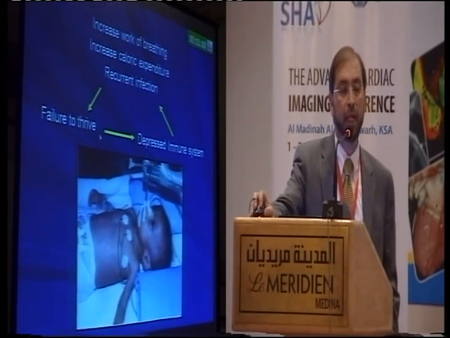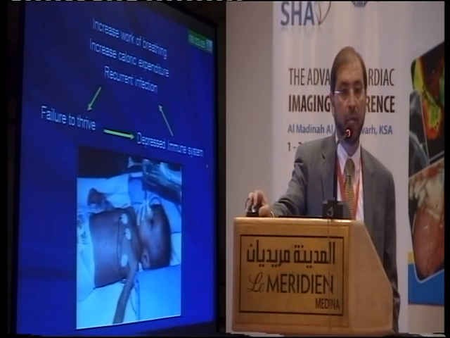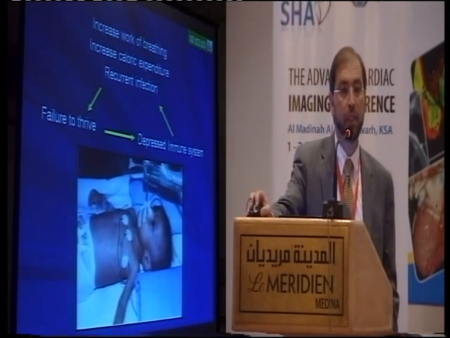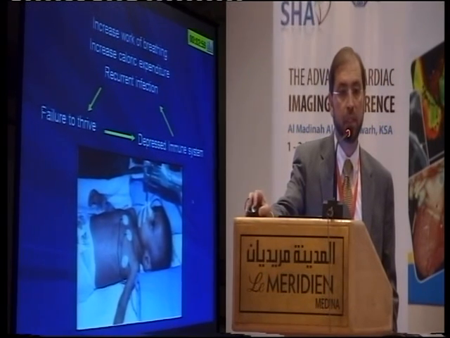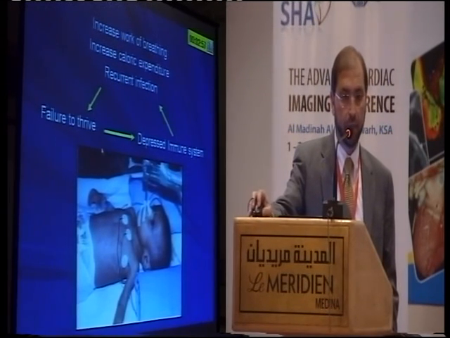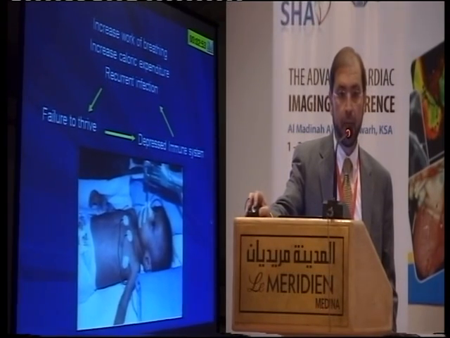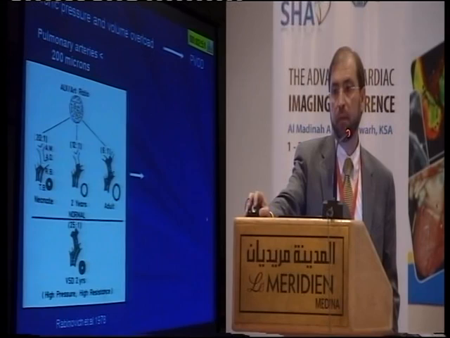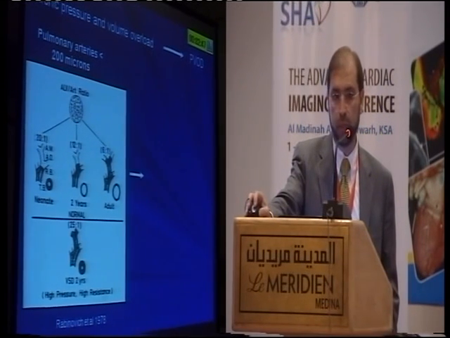Now, failure to thrive means you have less protein in your blood. That means you have a decreased immune system, and a decreased immune system means you'll end up with recurrent infections. You end up with a vicious cycle that doesn't finish, and you have significant failure to thrive. If you don't treat this patient, they will die mostly within the next probably 1 to 2 years.